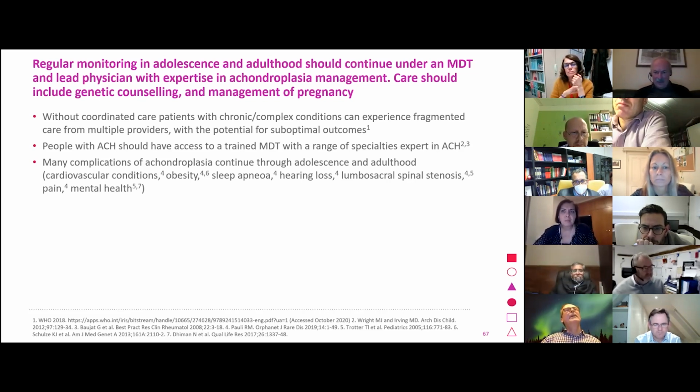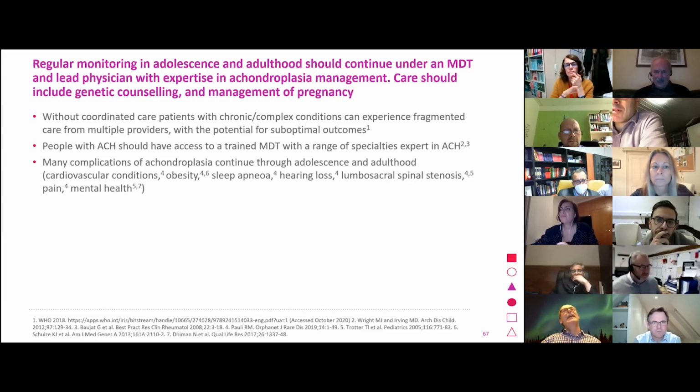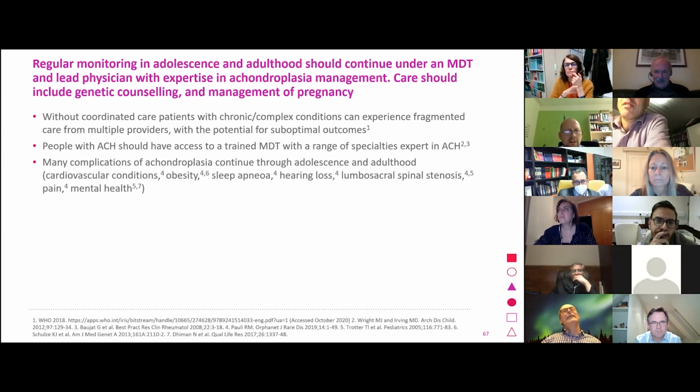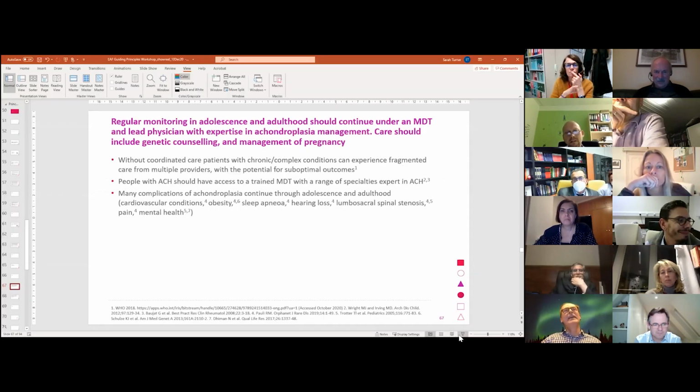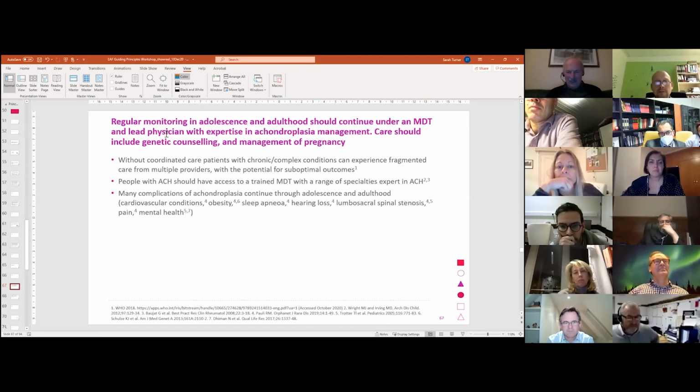The comment I would have here is, what is the lead physician with expertise in achondroplasia management? I guess the neurosurgeon will say, well, that's me. And the orthopedic surgeon will say, well, that's me. And the ENT person will say, well, that's me. So who is the lead physician here? Can we not just delete this? Continue under an MDT and nothing else.